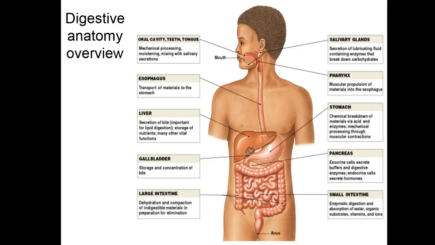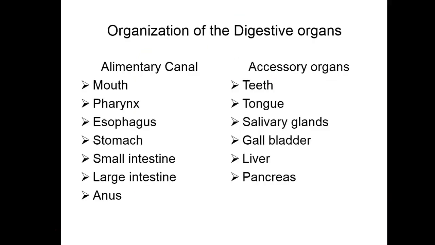In the portion of that, what happens is food is dehydrated, the water's taken out, it's compacted, some vitamins are made, and then it goes to the end of the tube, which we call the anus, and is eliminated from yourself.